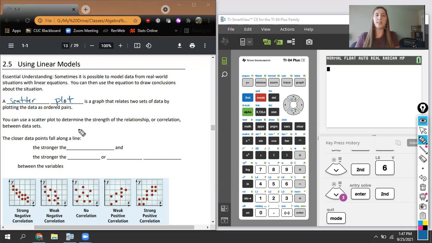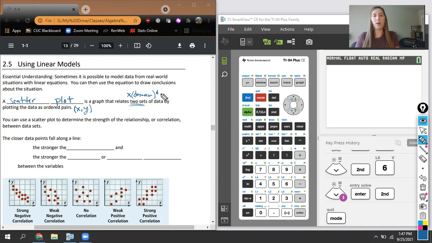A scatter plot is a graph that relates two sets of data by plotting the data as ordered pairs. And as we know, we have ordered pairs (x, y). And so the two sets of data that it's talking about, you're going to have an x value, which is your domain, and this will be the independent variable. It acts on its own.